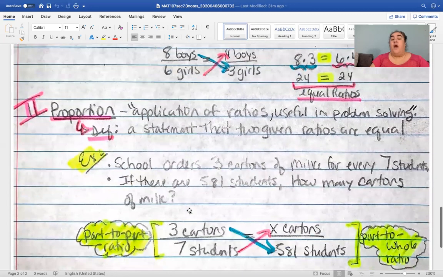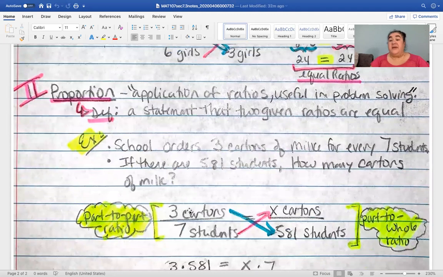Now, a proportion, not to be confused with a ratio, is when we do take two ratios and say they're equal to each other. And we use the fact that we know they're equal, and the way that we can check for their equivalence, as an assistance in problem solving, which is what you see here. It says that a proportion is an application of ratios and it is useful in problem solving. The official definition of a proportion is a statement that two given ratios are equal to each other.